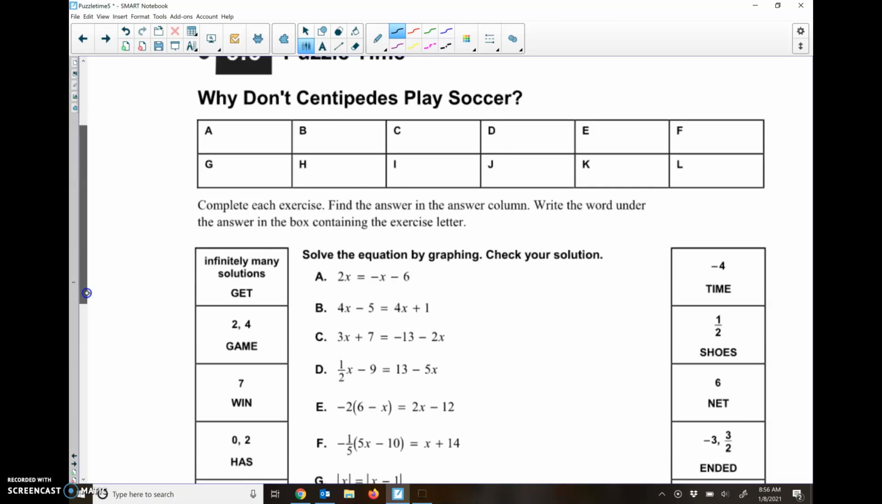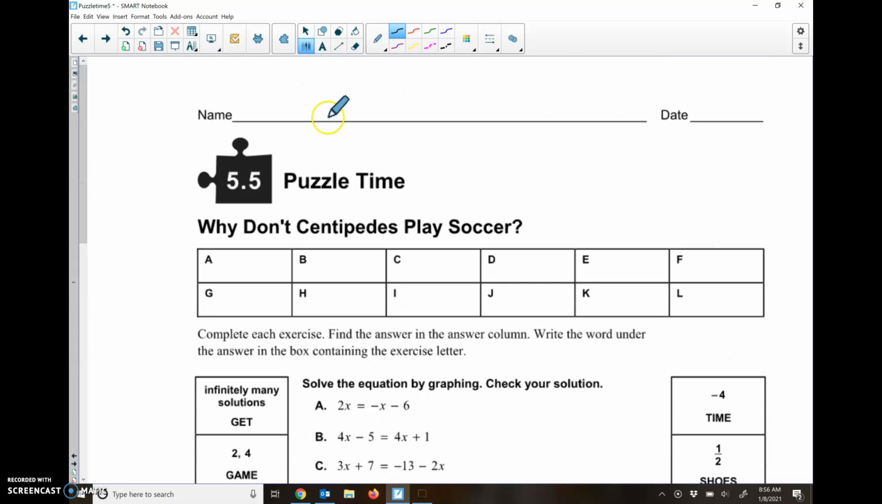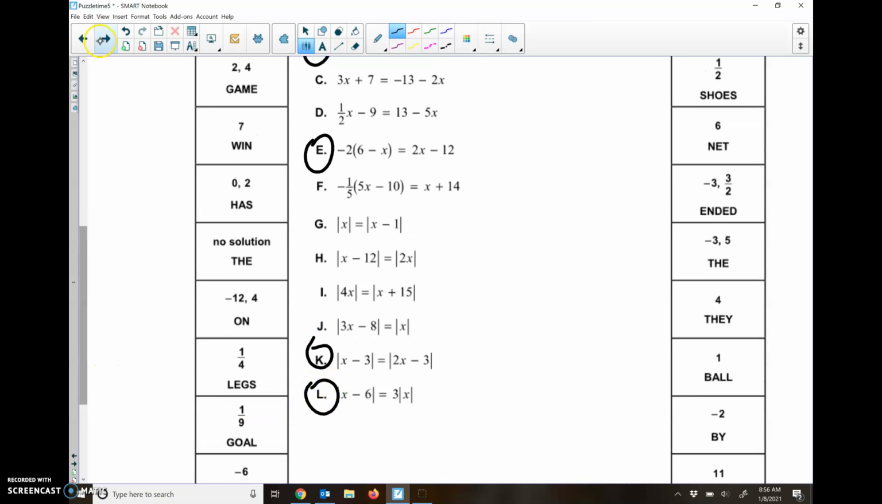So we're going to go through a couple of these, and I already have them written down on another slide. We're going to go through A, B, E, and then K and L. So a little bit of everything here on this one.